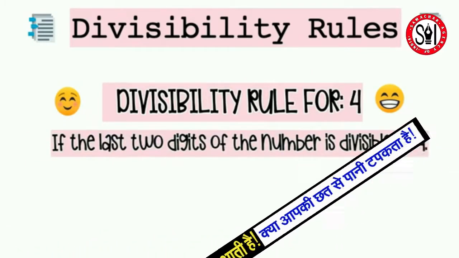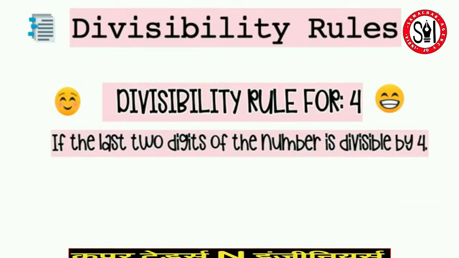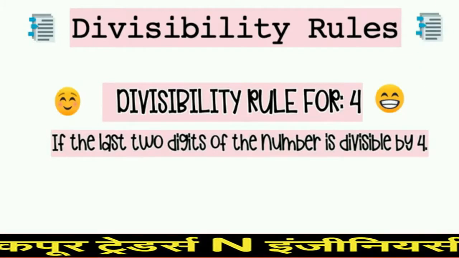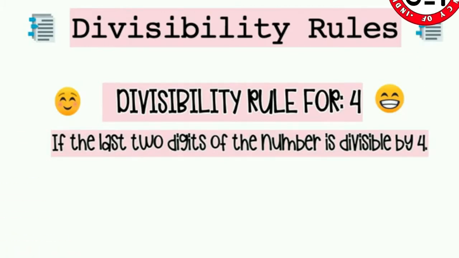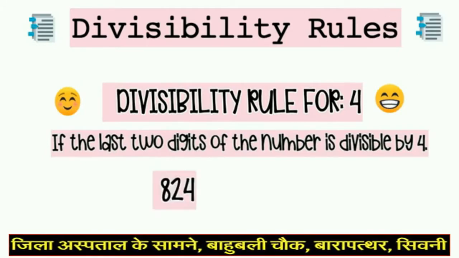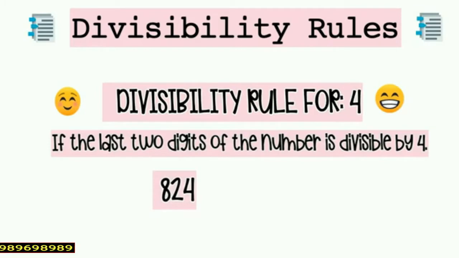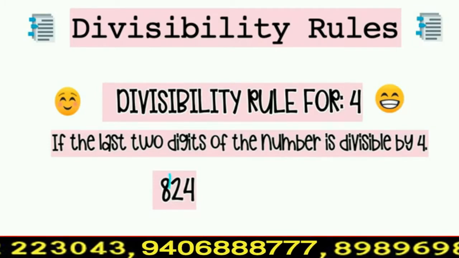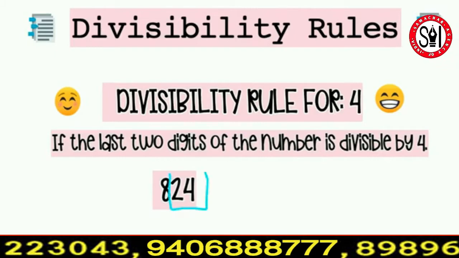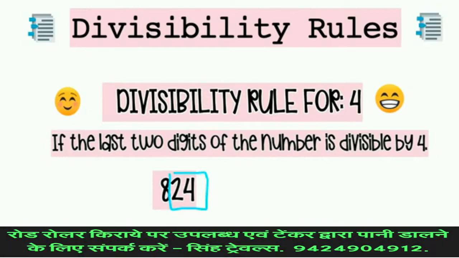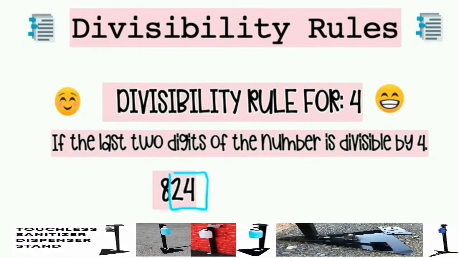So now we're moving on to the divisibility rule for number 4. The divisibility rule for number 4 is if the last 2 digits of the number are divisible by 4. So let's take 824 as an example. Let's check out the last 2 digits. The last 2 digits are 24. And 4 times 6 is 24. So therefore, 824 is divisible by 4.